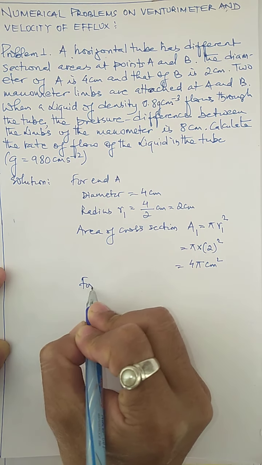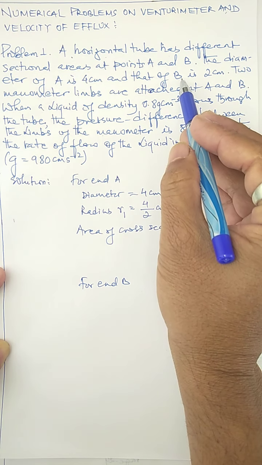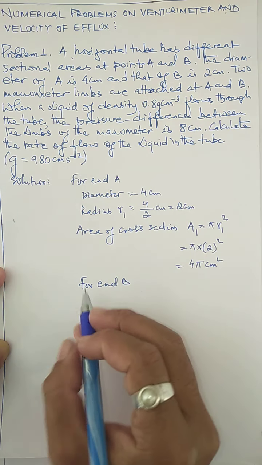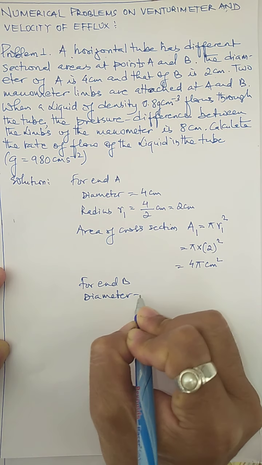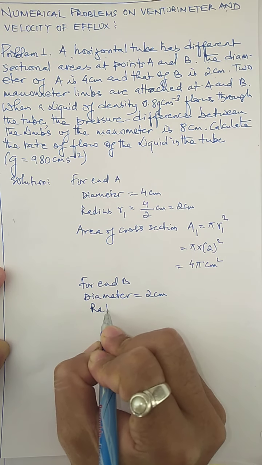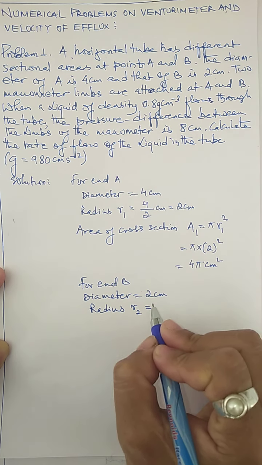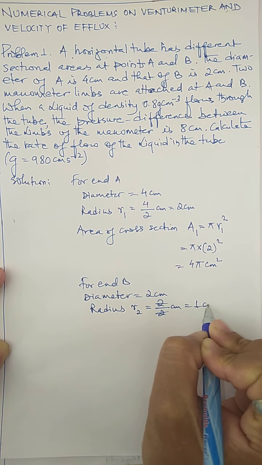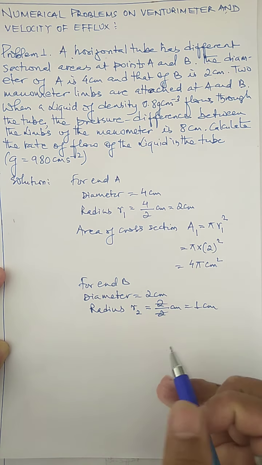Similarly I do for end B of the horizontal tube, and that end also has a diameter that is 2 centimeter. So the diameter at end B is 2 centimeter. So diameter is 2 centimeter means definitely I calculate the radius, and let me mark the radius by letter R2, and radius is half the diameter. 2 by 2 means 1 centimeter.